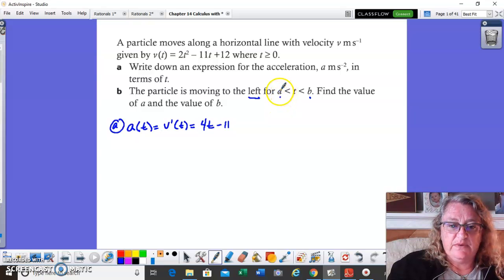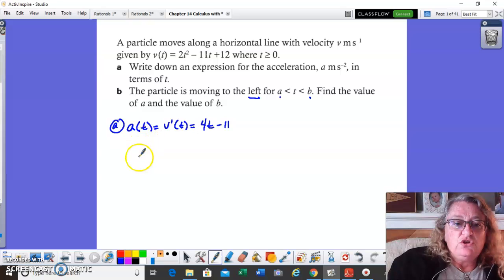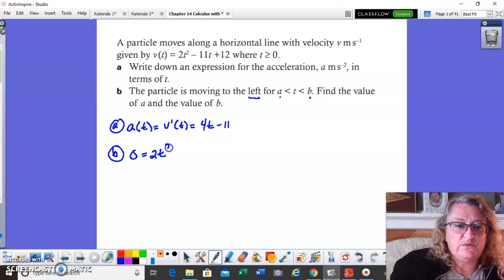The first one's either going to be A or B, the second one's either going to be A or B. And to figure out when it's moving left, I need to find out when the velocity is negative. So we're going to take velocity for part B and have it equal to 0: 2t squared minus 11t plus 12. And we're going to factor this without a calculator.